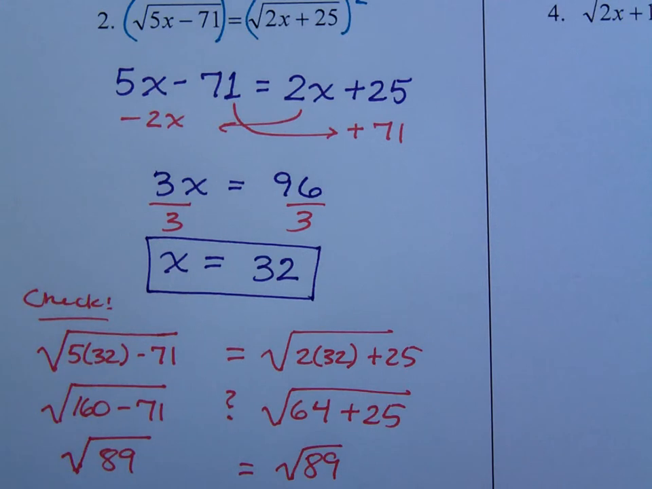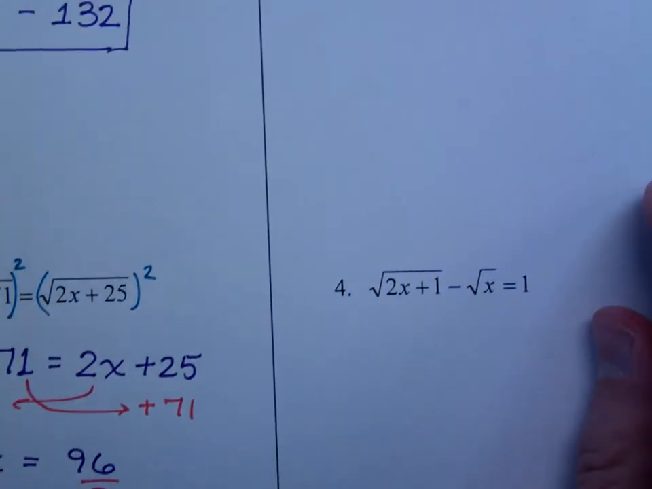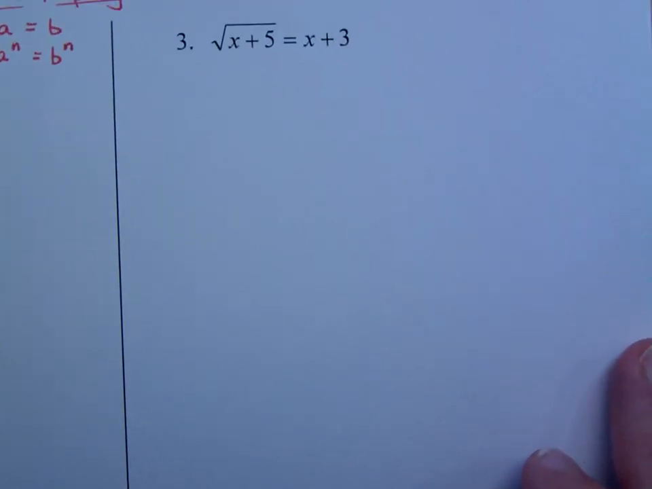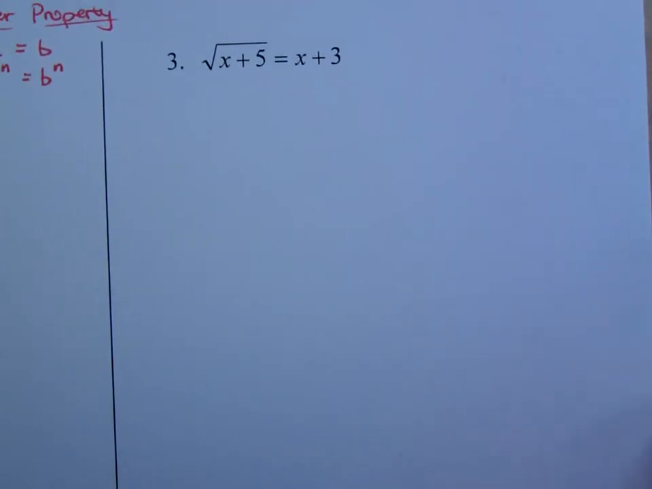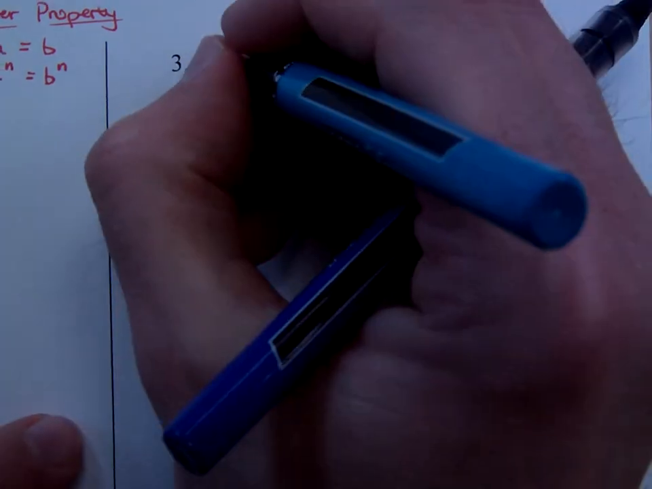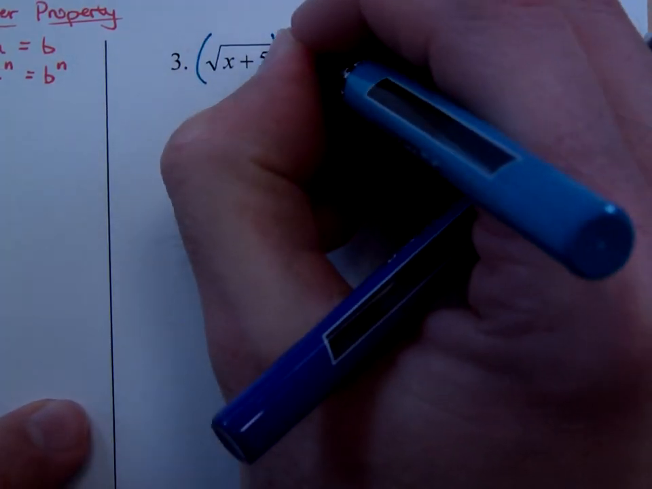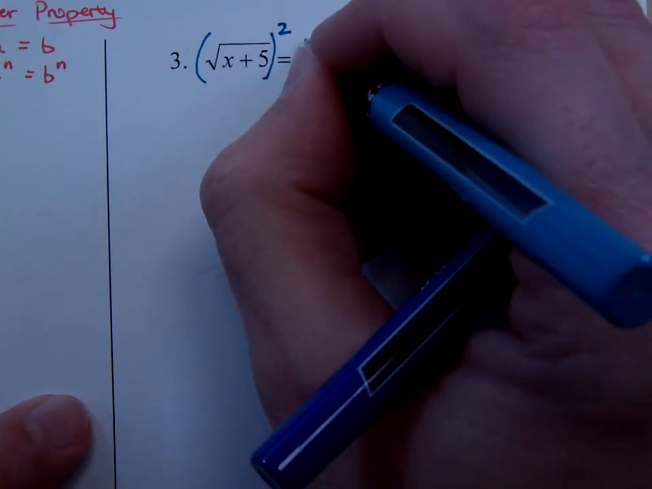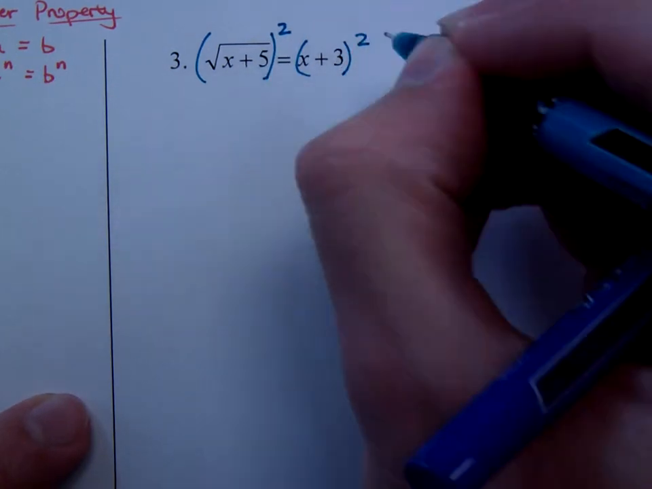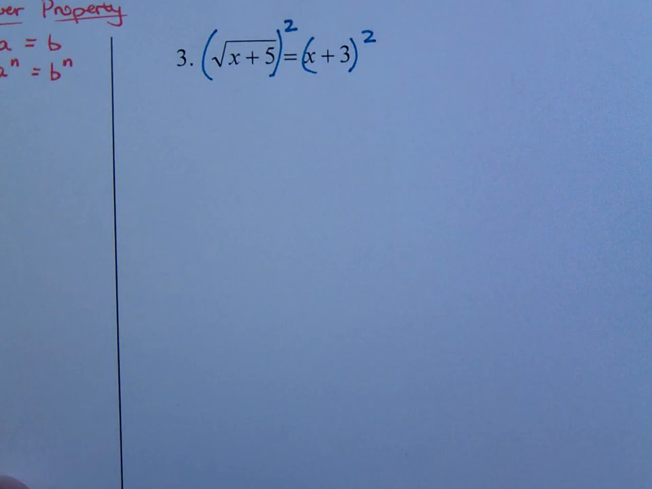But now let's look at number 3. Let's look at this problem. In number 3, we have the square root of x plus 5 is equal to x plus 3. Well, the radical is already by itself. And the power that we would use to cancel that is a square, because it's the square root. And then you have to square the other side. Now notice you square the side, not each term.